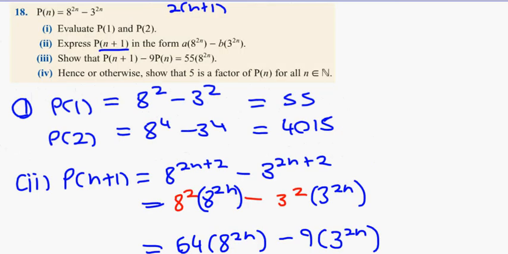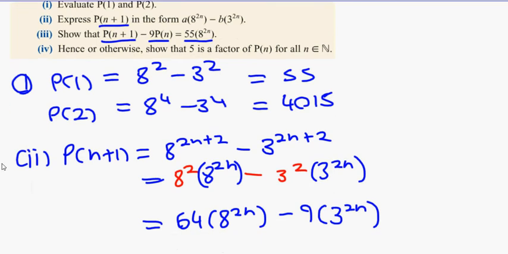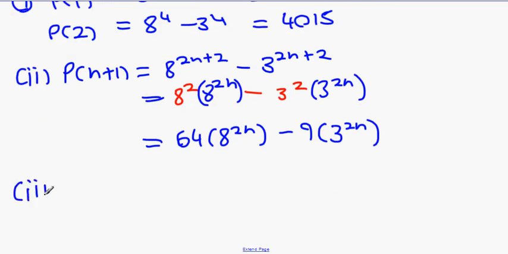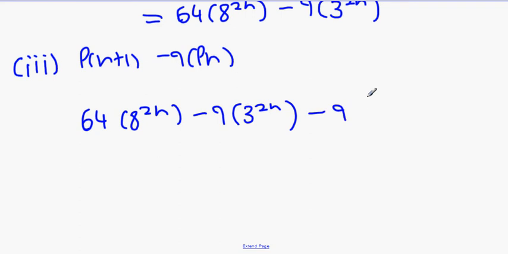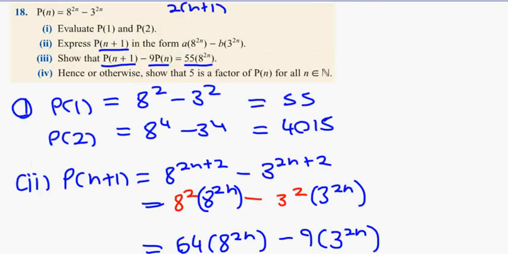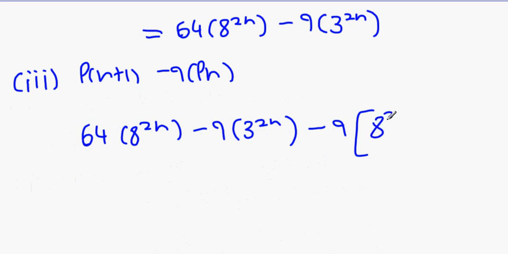Now, for part 3, what I want to show is, show that P of n plus 1 minus 9P of n is 55 by 8 to the 2n. Okay, so, part 3, P of n plus 1 minus 9P of n. So, what we're going to get here is 64 8 to the 2n minus 9 by 3 to the 2n minus 9 times 8 to the 2n minus 3 to the 2n.